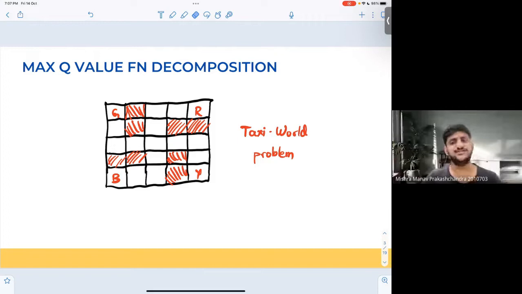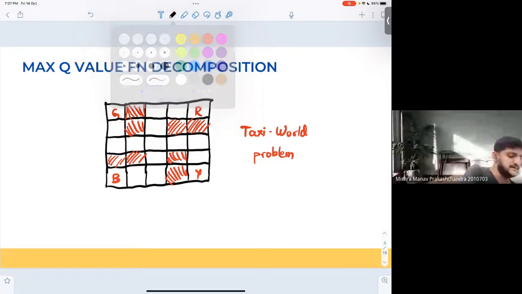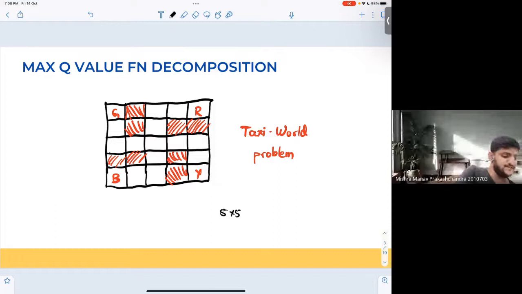I'll simply put the example that I had used in the lecture. This is the taxi domain. If you look at the figure, it's basically a 5x5 grid world, and the red boxes here indicate walls that we cannot traverse. To navigate this environment, the passenger is at one of the locations indicated by R, G, B and Y.